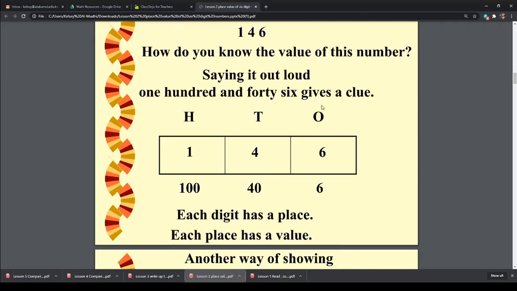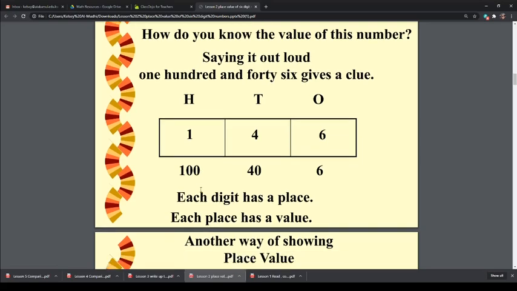The 6 is in the ones, so it gets just the number 6. The 4 is in the tens. The number 10 has 1 0, so you add 1 0 behind the 4. The 1 is in the hundreds. The number 100 has 2 zeros behind it, so you add 2 extra zeros.